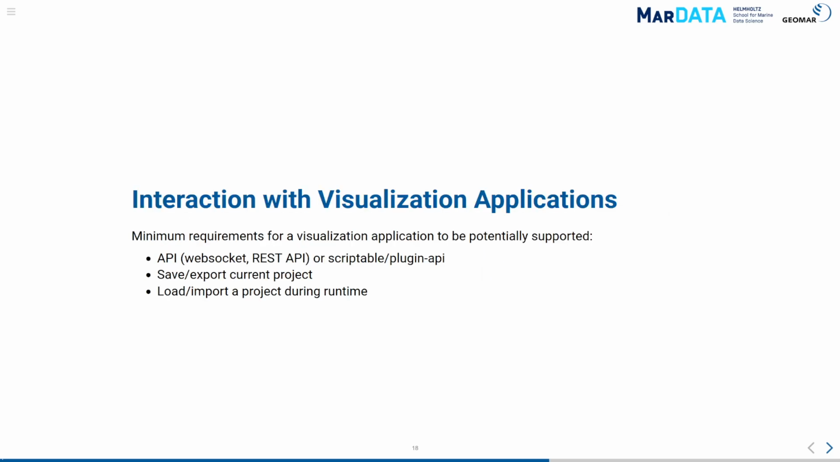Of course, the Digital Lab Book can't simply connect to any and all visualization applications. The currently supported applications all had to be slightly modified in some way. But in general, the minimum requirements for an application to be supported are a sort of API that allows to save the current state of the application and visualization as a file and load such a file again during runtime to return to the exact state as before. In the best case, this is a file that can be version controlled and for which a file diff can be calculated.